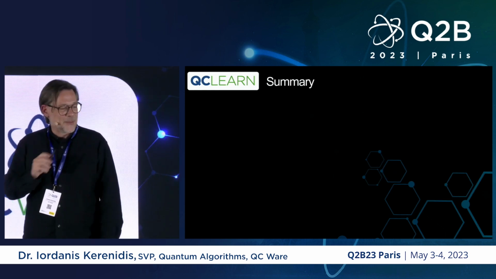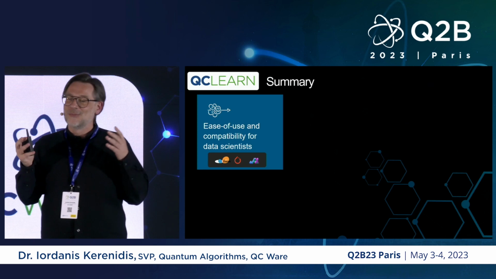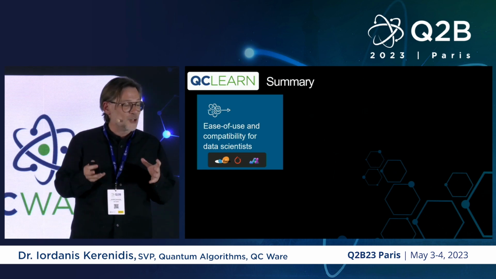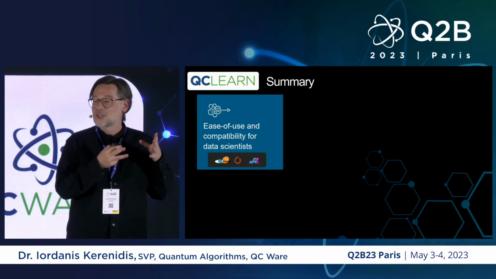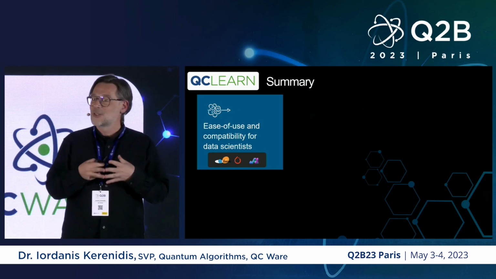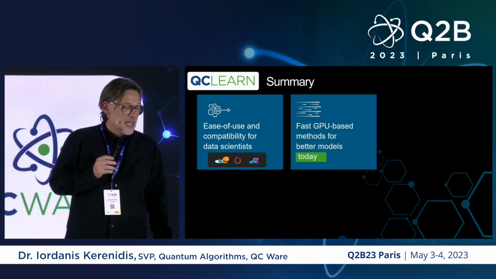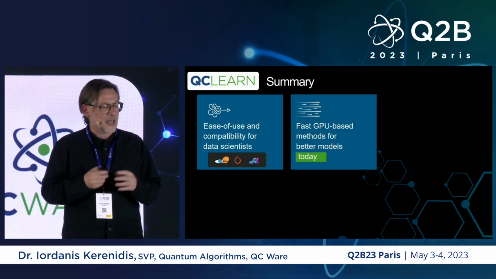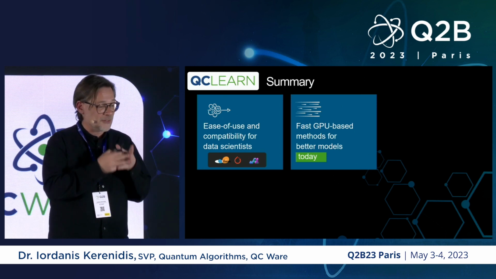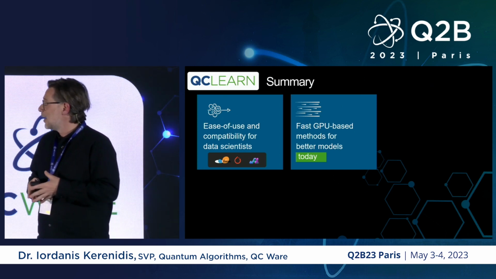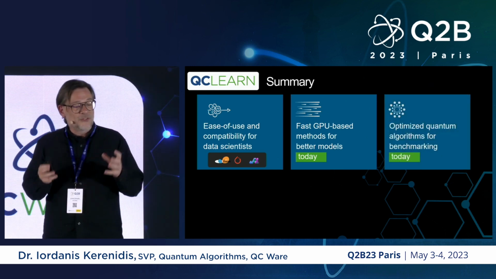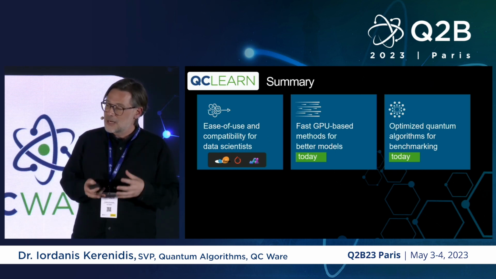So let me summarize. We talked about QCLearn, our brand new quantum machine learning library that we are very excited about. What does it offer? It offers ease of use and compatibility for data scientists. I think it was hopefully clear to you all that a data scientist can start using these quantum-inspired and quantum methods. It provides fast GPU methods for better models today. We have concrete examples of use cases where this actually happened together with our customers. And we provide optimized quantum algorithms for benchmarking also today.